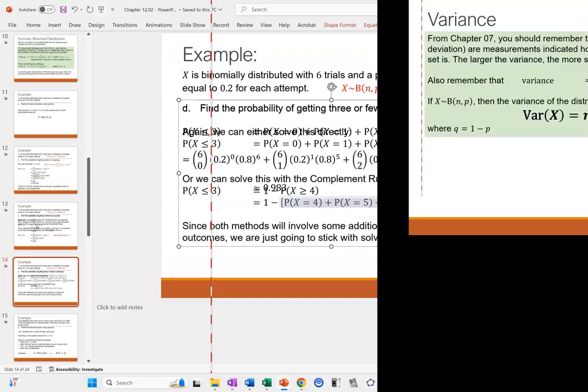Yeah, okay. The last thing we want to talk about in this section is variance. So remember that variance is the square of standard deviation. But for any binomial distribution, I can compute the variance by just doing n, the number of trials, times p, the probability of success, times q, the probability of failure. And if I want the standard deviation, what would I do to the variance? Just take the square root.